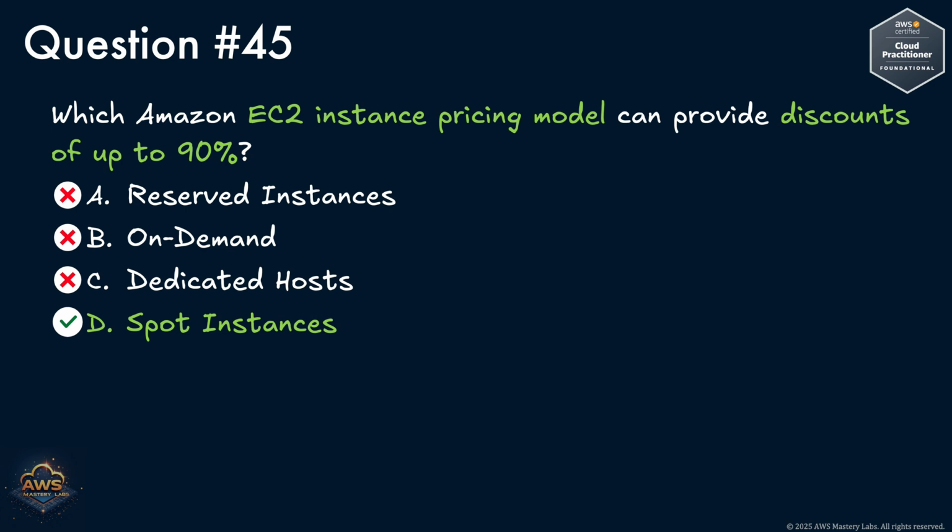Option D, spot instances. Spot instances let you purchase unused EC2 capacity at massive discounts, up to 90% off on-demand pricing. These instances are ideal for workloads that are interruptible, such as data analysis, image rendering, and CI/CD jobs. The pricing is highly dynamic and subject to availability, but no other EC2 pricing model offers this level of cost savings. Correct, because spot instances deliver the highest discount, up to 90% for flexible, fault-tolerant workloads.